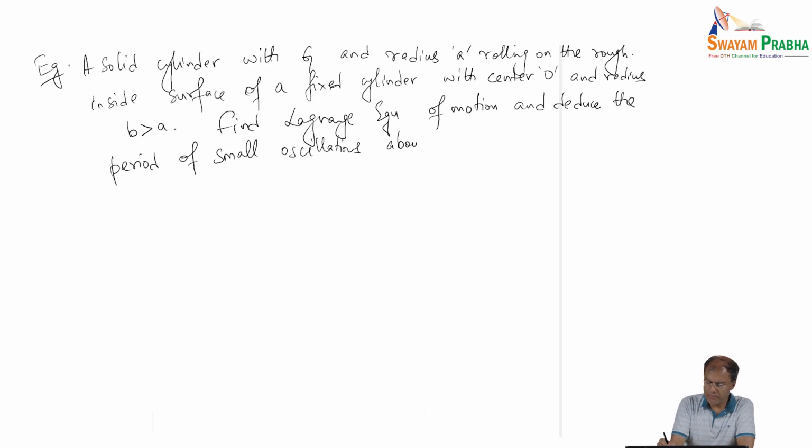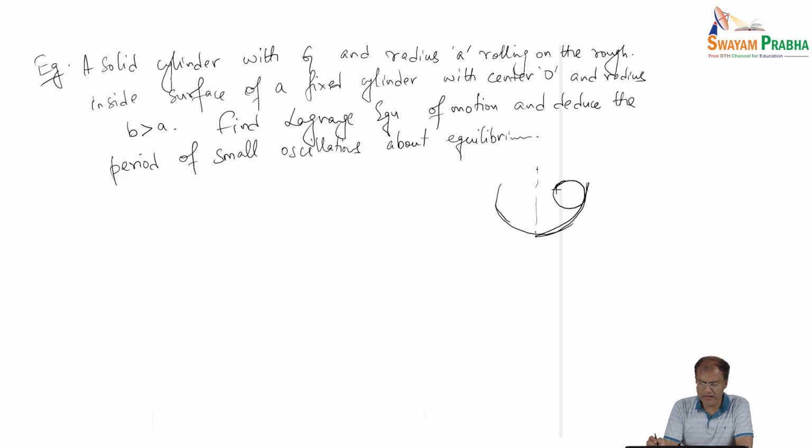About equilibrium. Okay. So the problem is that we have two concentric cylinders here. One is a larger cylinder of radius B and one is a smaller cylinder of radius A. And it is given by the problem that the smaller cylinder is rolling inside the larger cylinder.